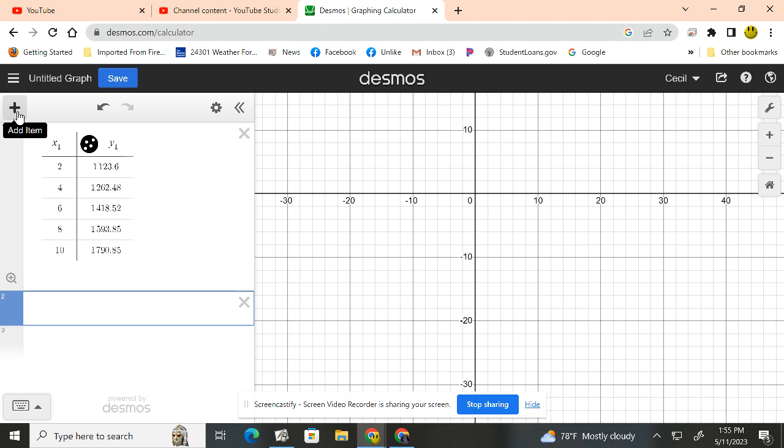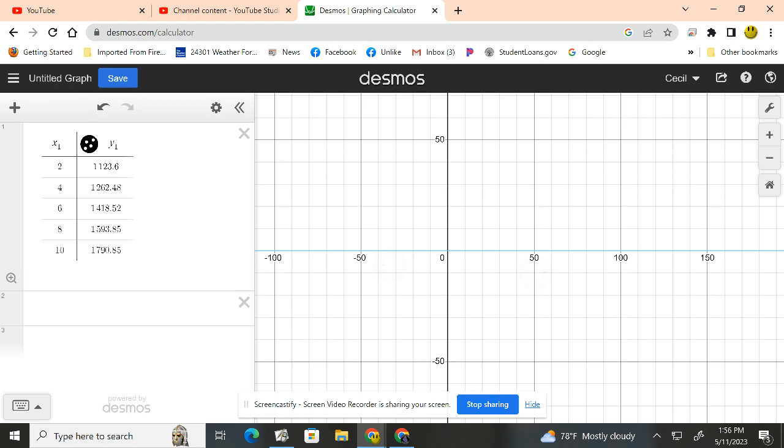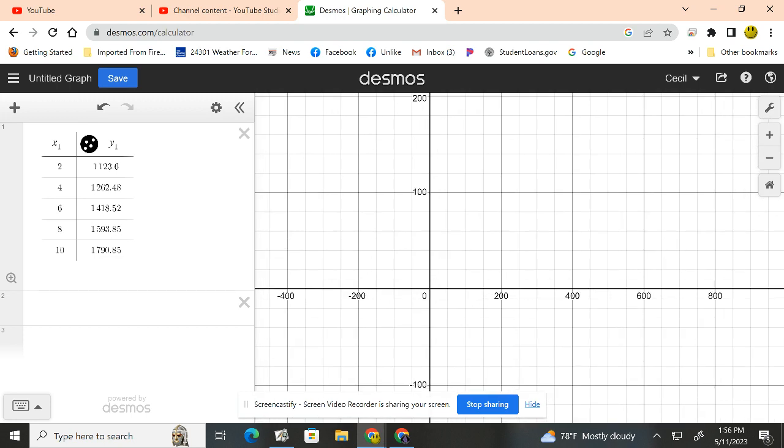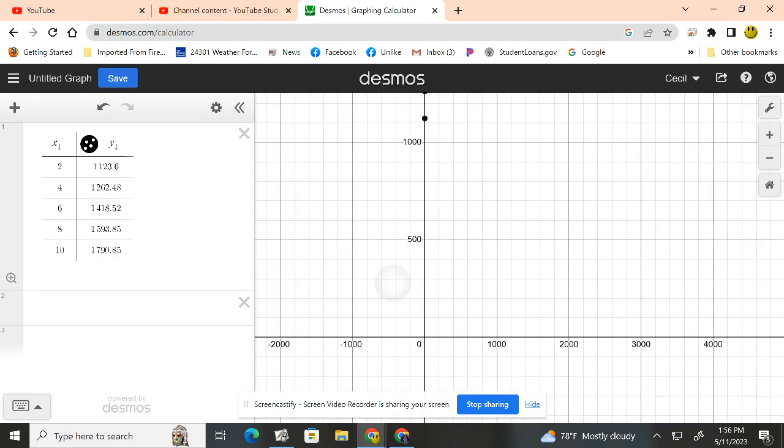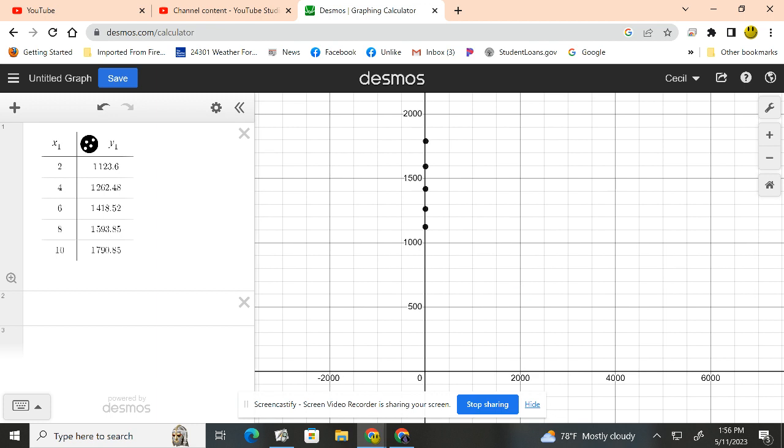Now, we need it to read our data. Notice we don't see anything here because she started with $1,000. So there's the points way up there. That's why you're not seeing it. So we need the line, the curve of best fit.